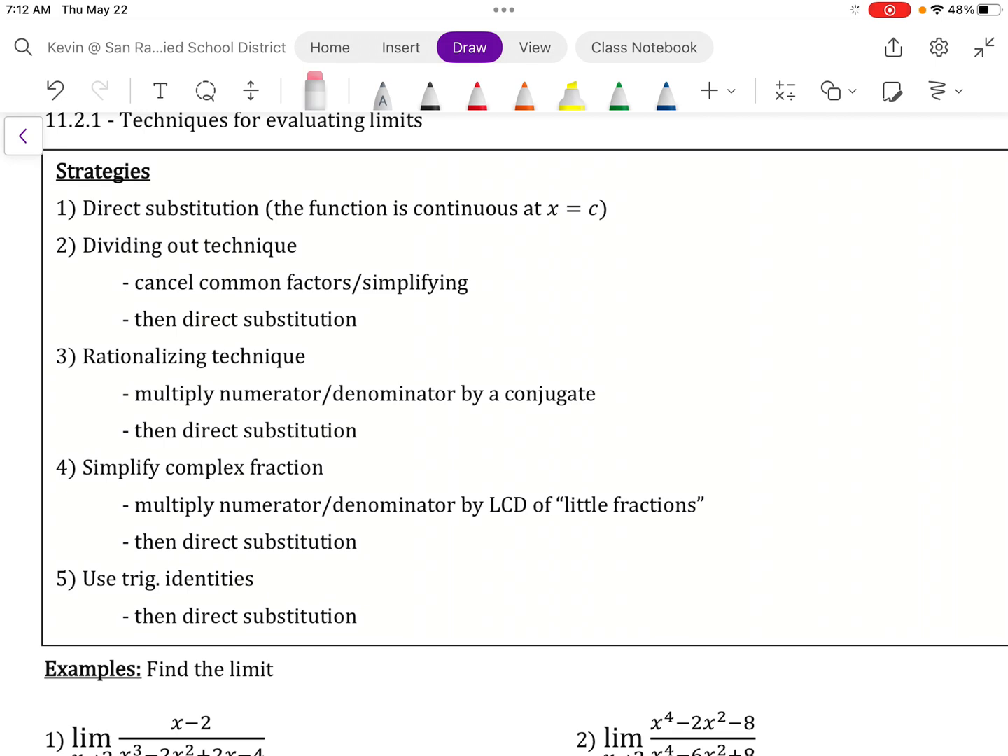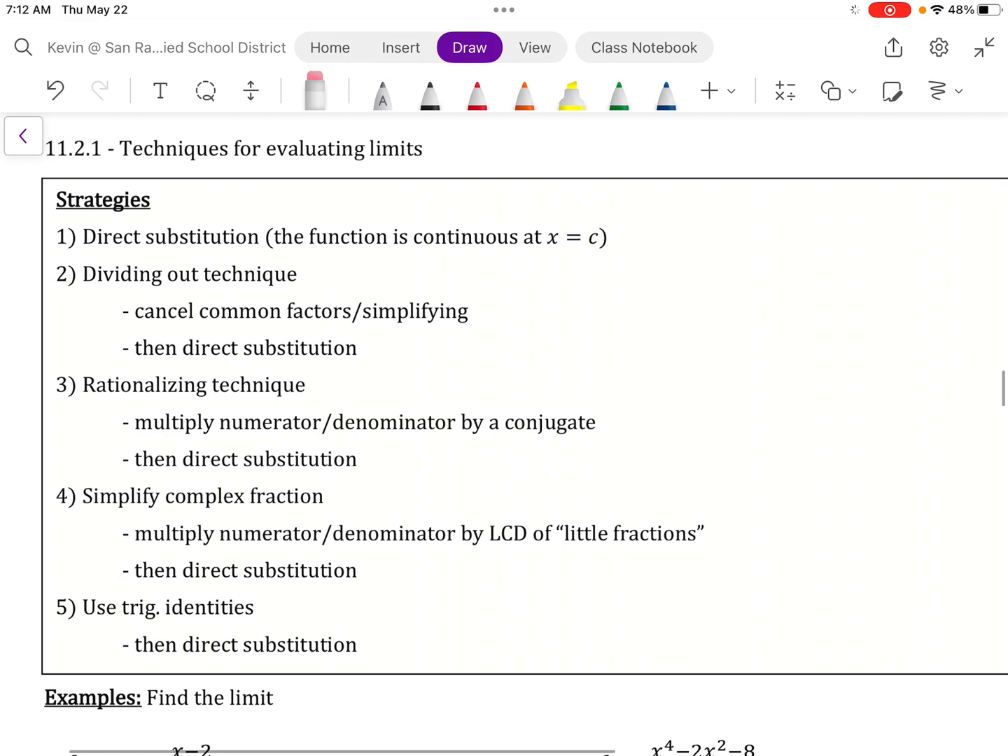Okay, this is 11.2, way delayed, but let's talk about techniques of evaluating limits. So we have basically 5 strategies here. Number 1 is direct substitution. Just take the value that the limit's going towards, that C, and plug it in. And if it works, then you know that's where you're going to. But if it doesn't work, then you have to do a couple different options here.